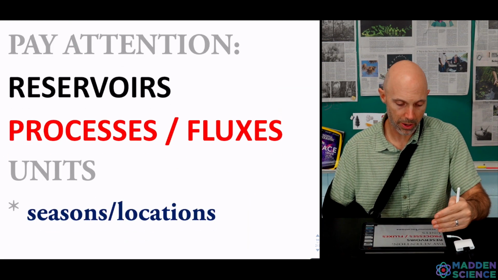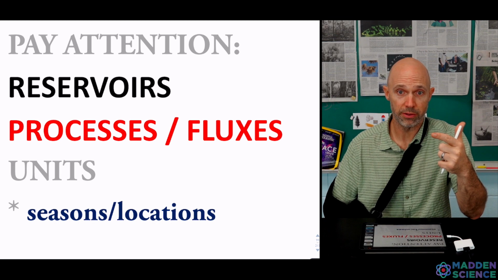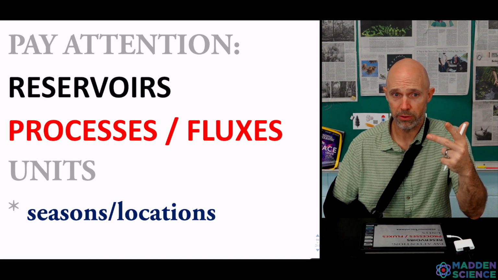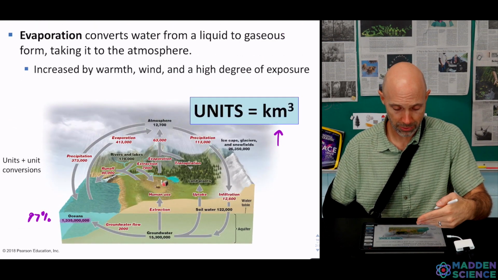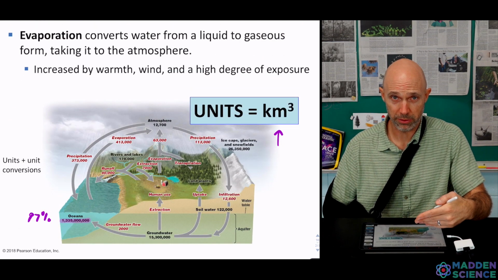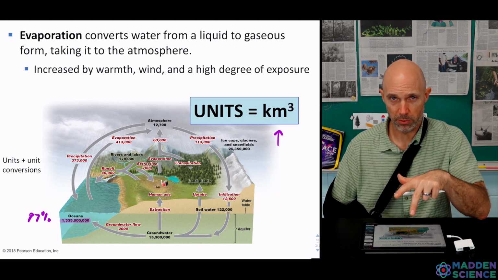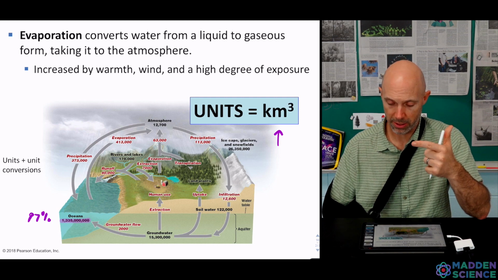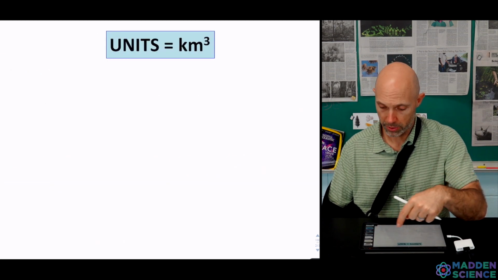So again, when we do these, we want to pay attention. Reservoirs in black, processes, fluxes in red. What are our units? And then also keep in mind that even as you see these, that's one place. Clearly not every place looks like this. This is Tallahassee, for instance. So we want to keep in mind that there's some changes possible for these based on season and location. Our units are very important.